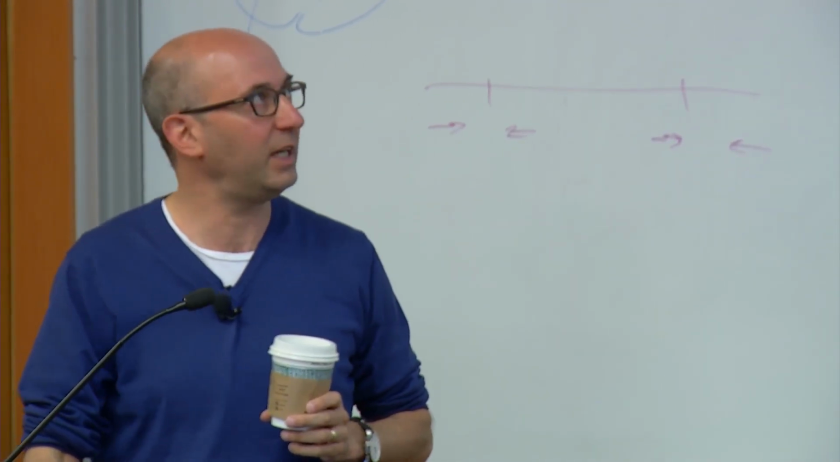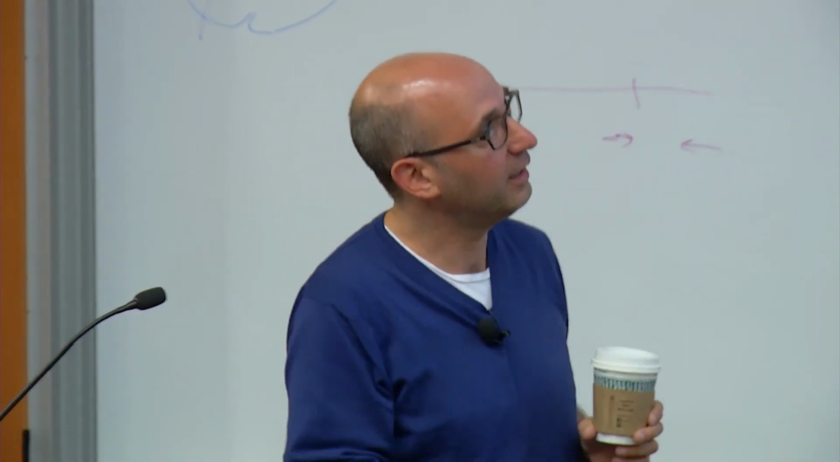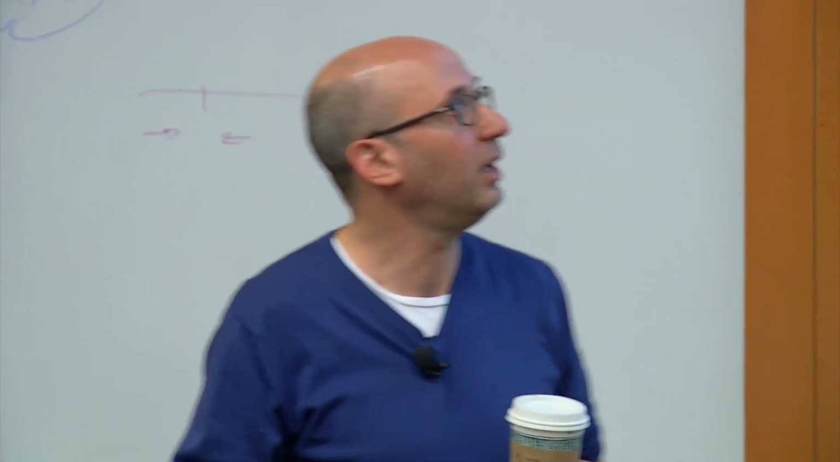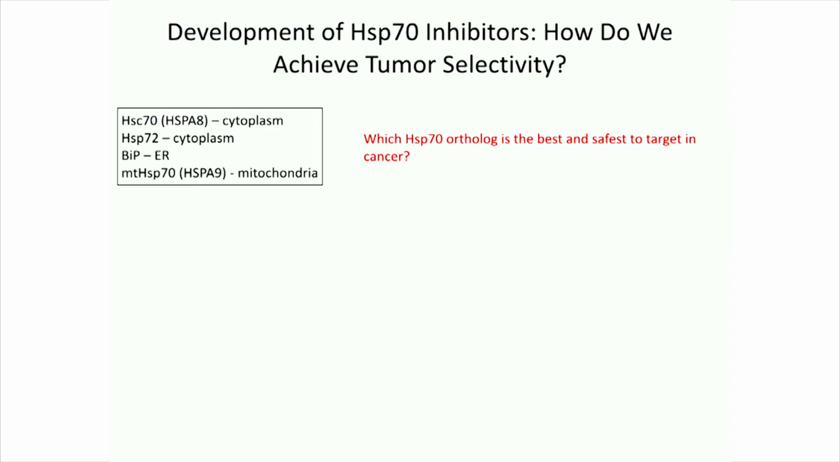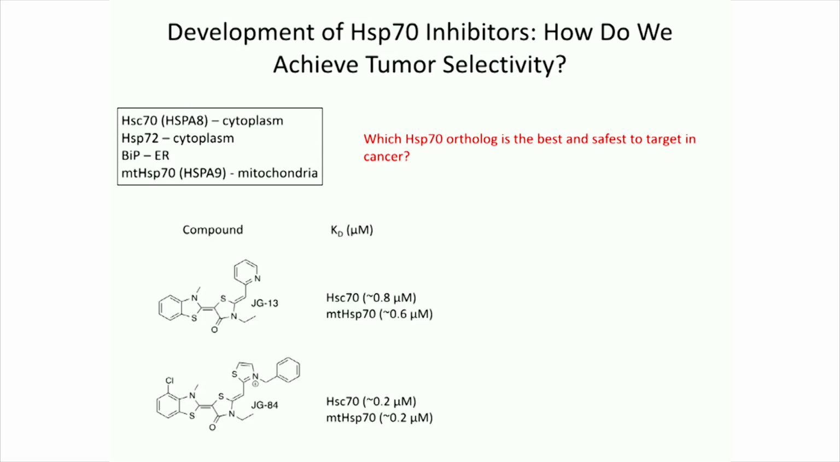So it's multiple different specialized forms of HSP70. And in terms of this mapping out, there were a number of reasons to think that 70s would be a good target for cancer. But in terms of mapping out, the question is, which HSP70 ortholog is best and safest to target, and in which cancer? And as a first step in this, Jason looked at a series of small molecule inhibitors of HSP70. He had two inhibitors in particular that were interesting. This is now up to JG-400 or so.